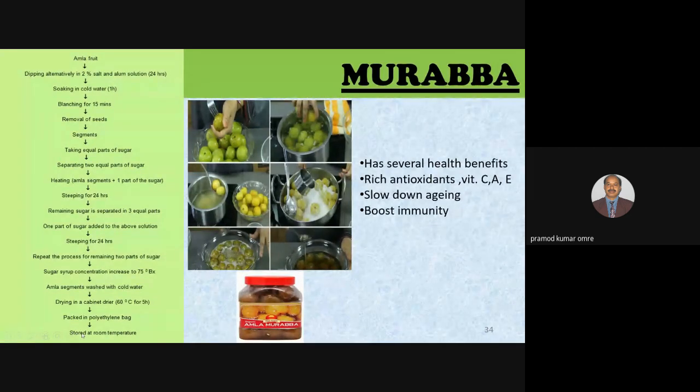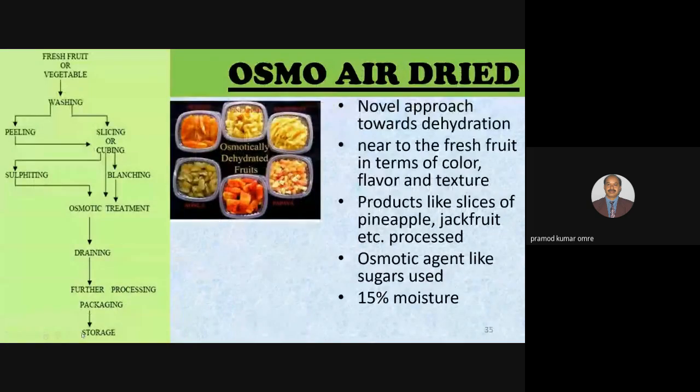And this murabba has several health benefits: rich in antioxidants, vitamins C, A, E, slows down aging, and boosts immunity also. Osmo dried products are also available. We can apply the unit operation of osmotic drying to the product, and we can get different products from this. It is a novel approach towards dehydration, near to the fresh fruit in terms of color, flavor, and texture. Products like slices of pineapple, jackfruit, etc., are processed, and osmotic agents like sugars are used for this purpose, and the moisture content is around 15% in this type of product. They are ready-to-eat products. Nowadays they are available in the market at a very high cost also. So when we apply this processing operation, we can get higher and higher value of the product.